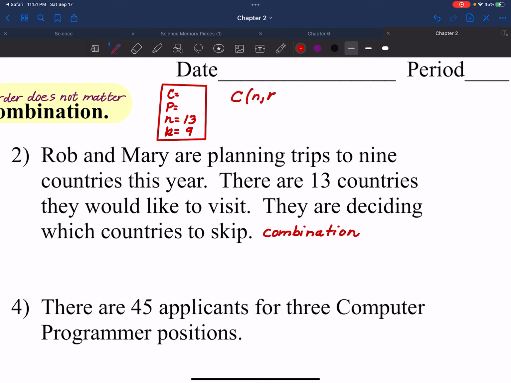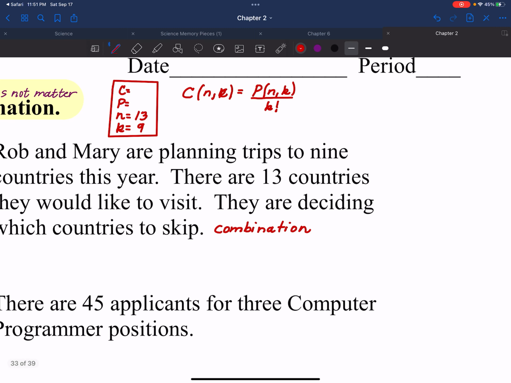C of N,K equals P of N,K over K factorial. So we are going to say that C of 13,9 equals P of 13,9 over 9 factorial.